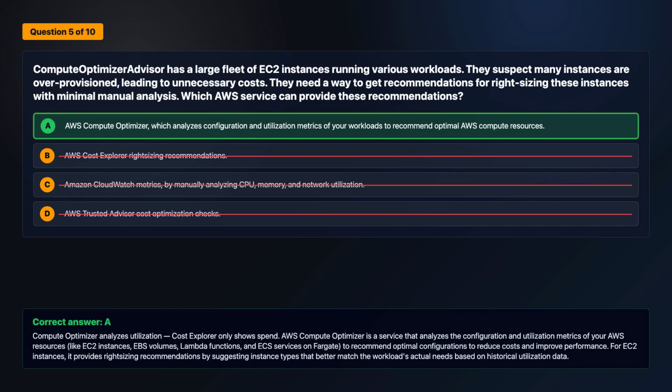The correct answer is option A. Compute Optimizer analyzes utilization. Cost Explorer only shows spend. AWS Compute Optimizer is a service that analyzes the configuration and utilization metrics of your AWS resources, like EC2 instances, EBS volumes, Lambda functions, and ECS services on Fargate to recommend optimal configurations to reduce costs and improve performance. For EC2 instances, it provides right-sizing recommendations by suggesting instance types that better match the workload's actual needs based on historical utilization data.